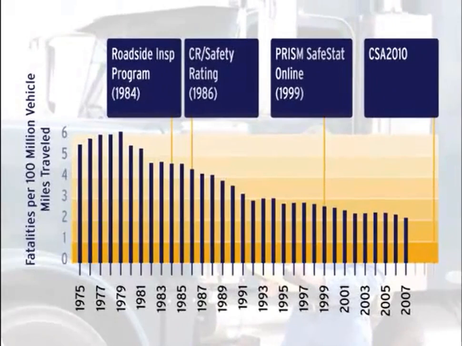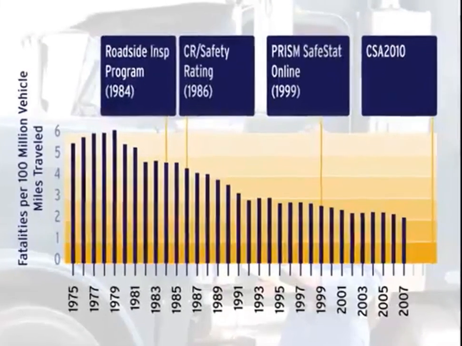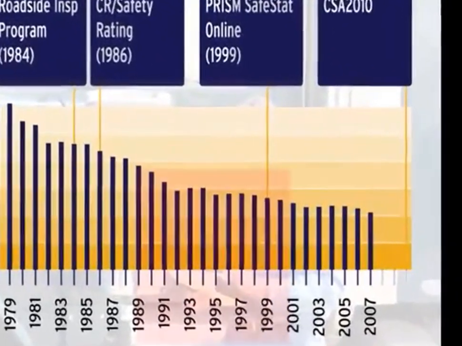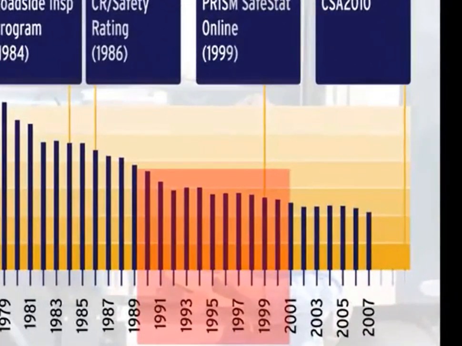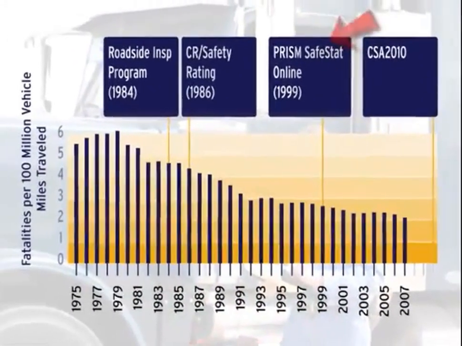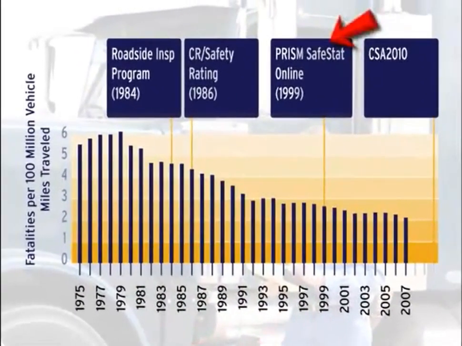5 years later, the roadside inspection program began. The result was a significant year-over-year drop in fatalities for nearly a decade. In the early 90s, the fatality statistics began to level off. In 1999, the PRISM SafeStat online program was initiated, which aimed to increase the efficiency and effectiveness of federal and state safety efforts through a more accurate process for targeting the highest risk carriers. This allowed for a more efficient allocation of scarce resources for compliance reviews and roadside inspections, but the rate flattened out through the mid-2000s.